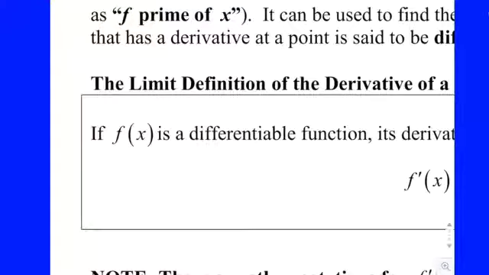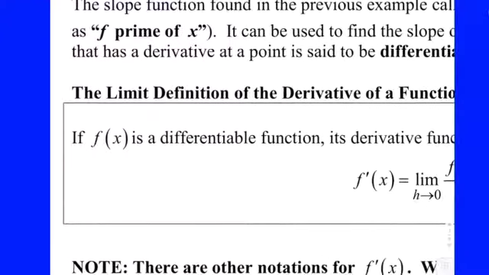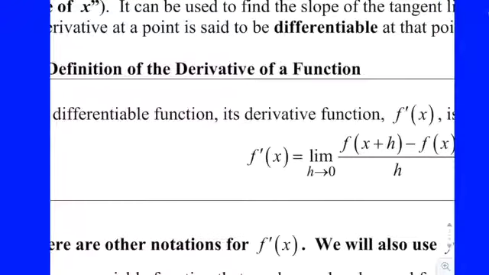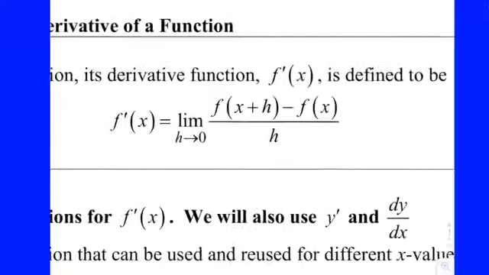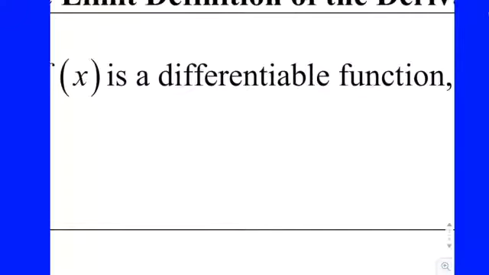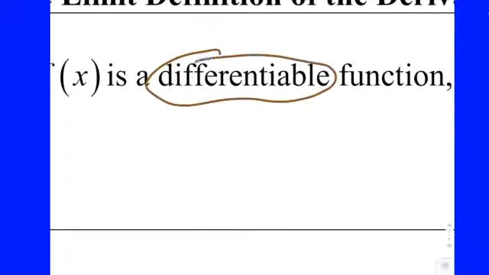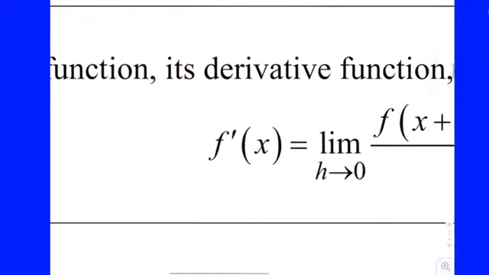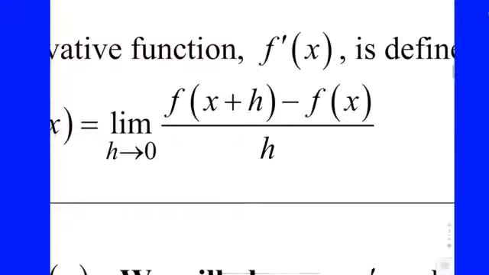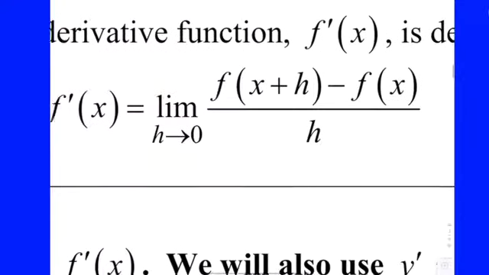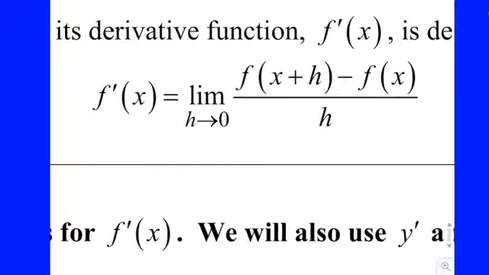So this is hugely important. This is a great breakthrough. This is a limit definition of the derivative function. Here it is. Let's say we have some differentiable function. What does that mean? A function is differentiable if its derivative exists. We'll just settle for that now. Its derivative function, which we're calling f prime of x, is defined by this.